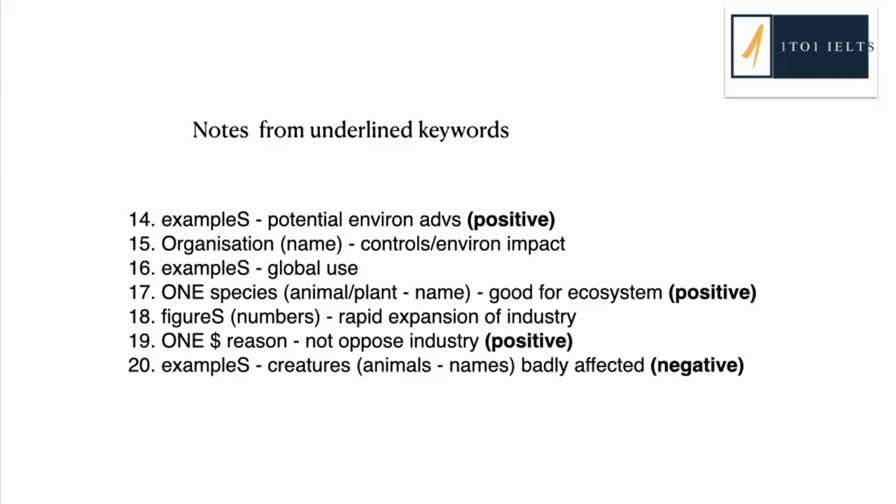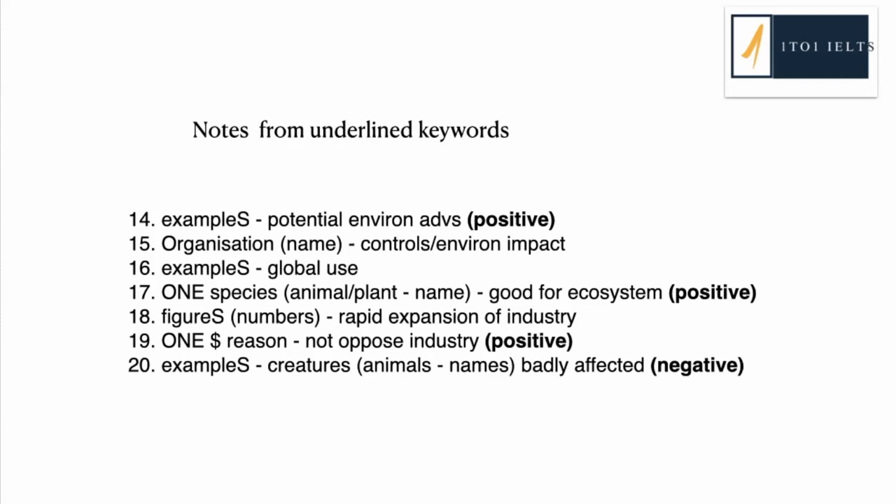The next one, we're looking at examples of global use. Again, we don't really know if it's positive or negative. We definitely know we need to be looking for more than one example. 17 is looking for only one species, so probably an animal or a plant, the name of one of those, which is good for the ecosystem. Again, it's probably going to be quite a positive paragraph talking about how something is good.